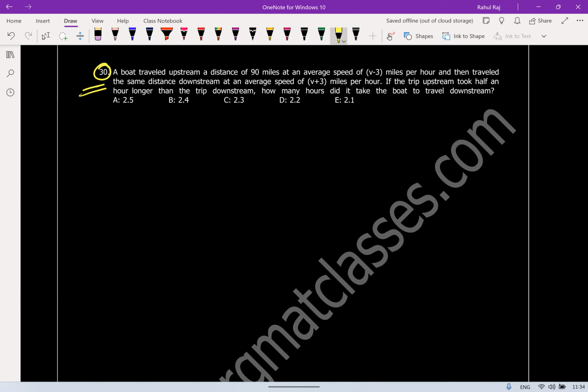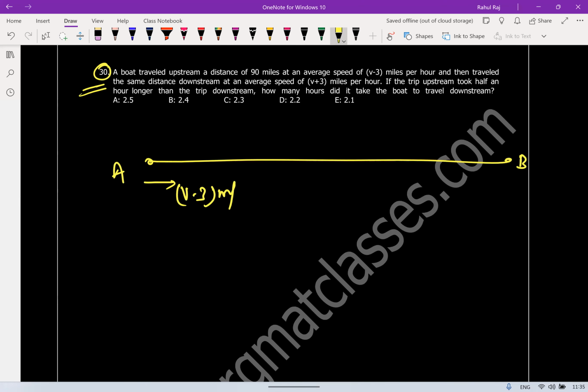What is the answer? So it says a boat traveled upstream a distance of 90 miles. So let's say it's 90 miles, A to B. The boat travels upstream a distance of 90 miles at an average speed of V minus 3 miles per hour. This is 90 miles, and let's say this is upstream. So this has to be downstream.